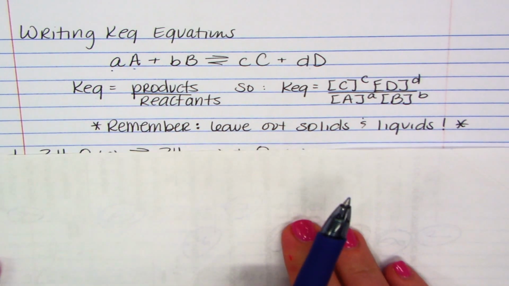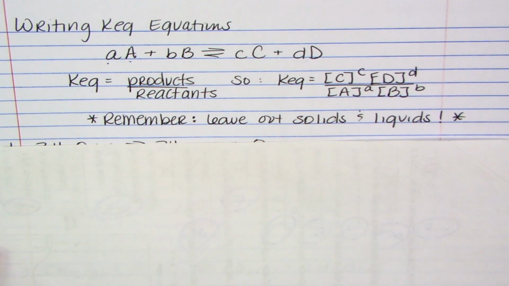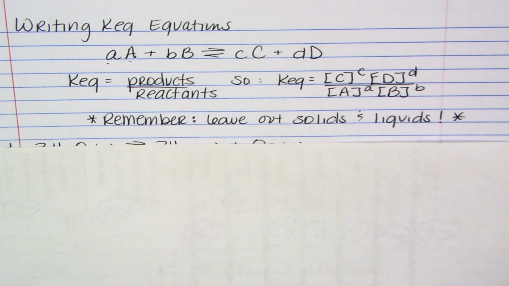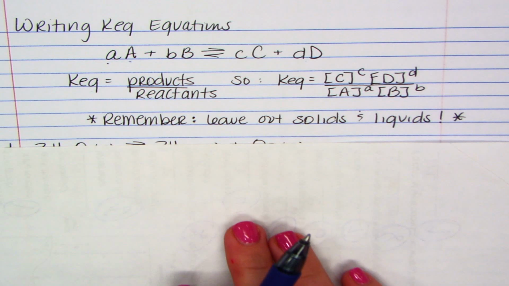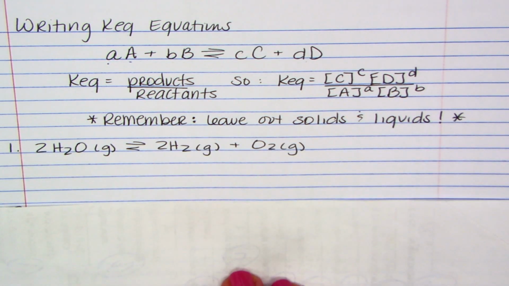And remember that we always are going to make sure that we leave out solids and liquids. So the first thing that you want to do when you look at your equation is to see, do you have any solids and liquids? And if so, you're going to cross them out. So I'm going to look at my first one here.